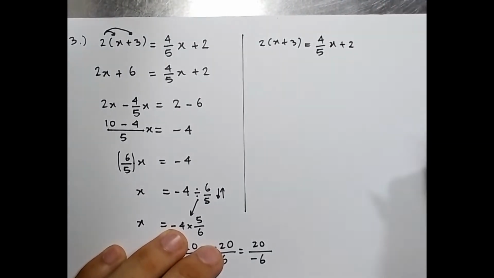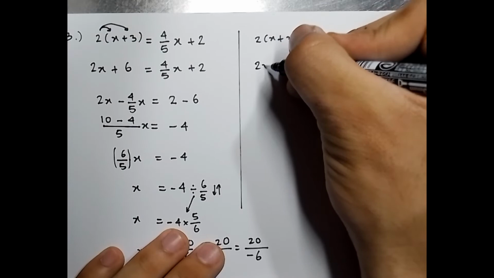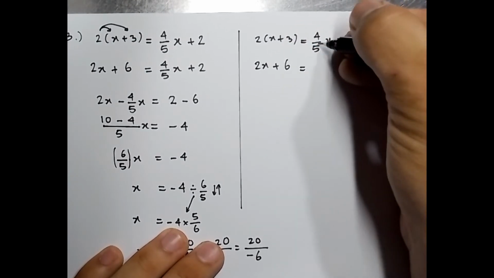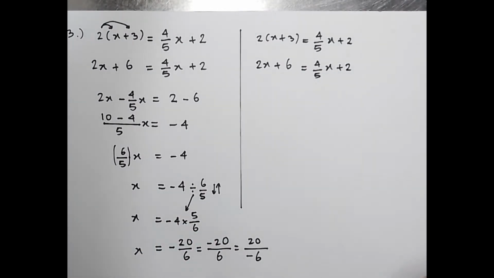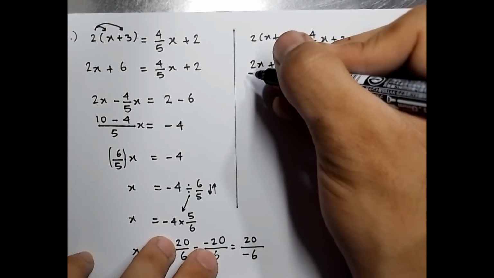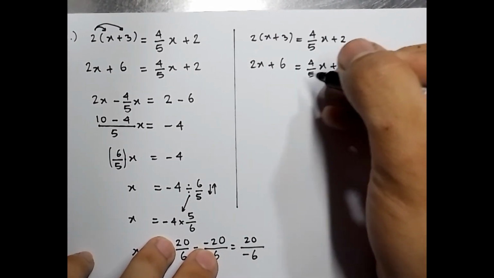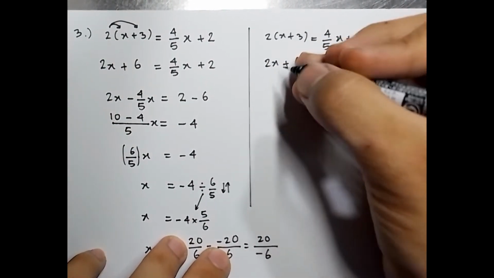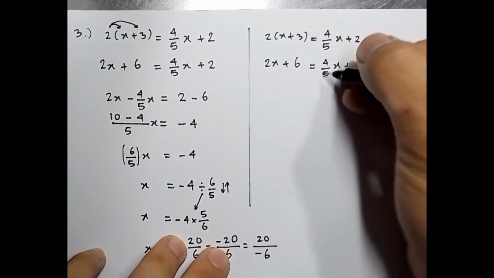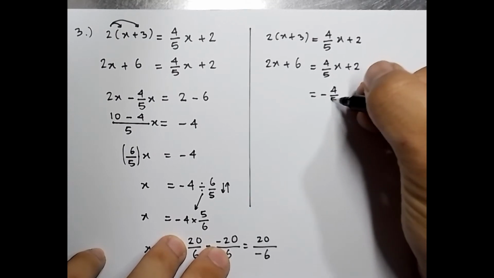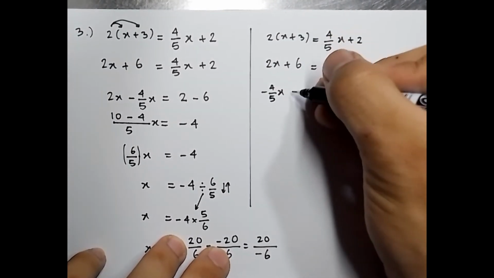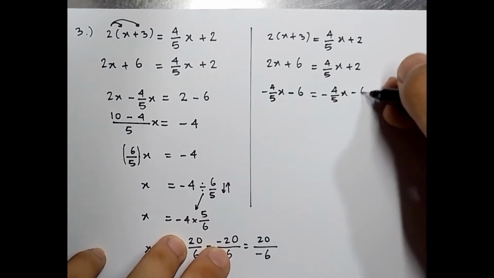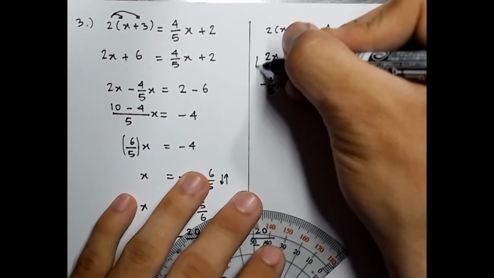Okay, I'm gonna write the same equations. Factor it out. We got 4 over 5x plus 2. Then deleting both sides. Here I'm gonna write negative 4 over 5x on both sides. Okay, so equal negative 4 over 5x. On the left side we do the same thing. And here we got negative 6, negative 6.